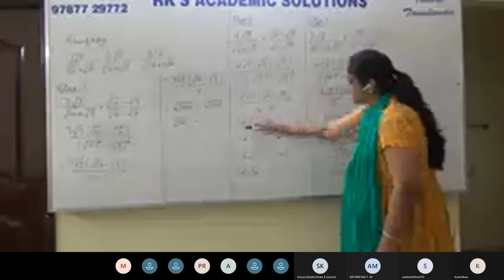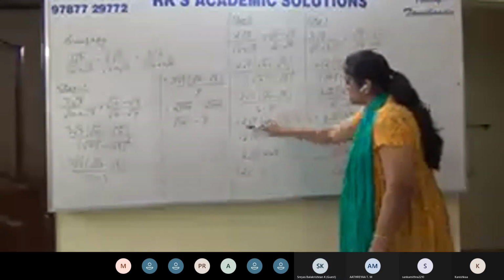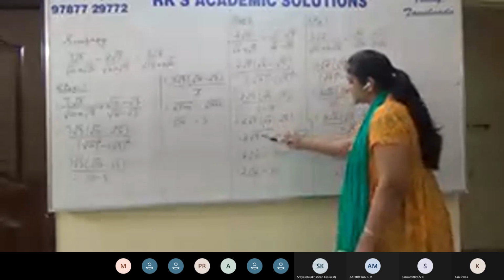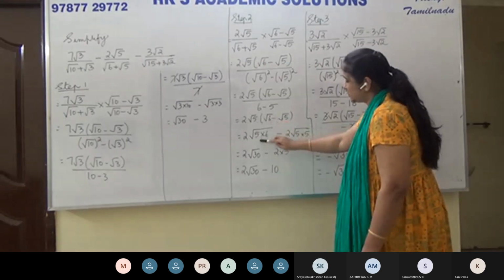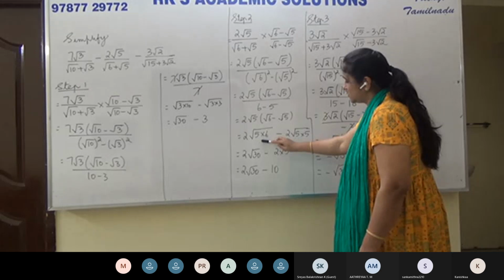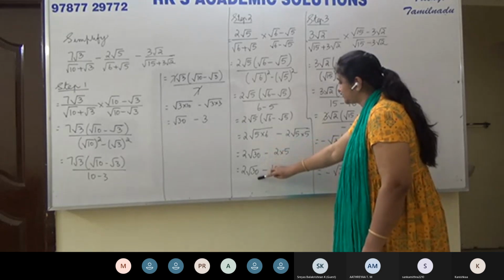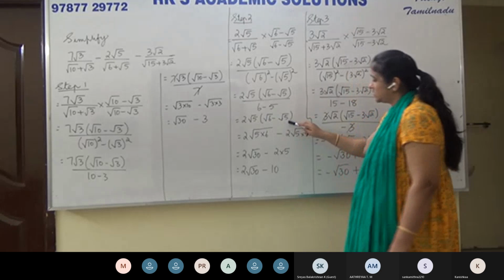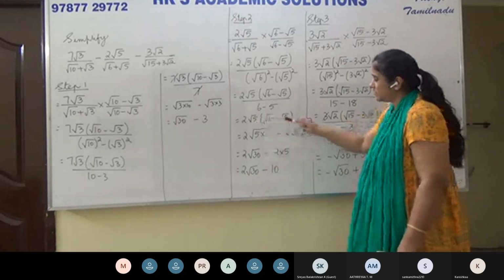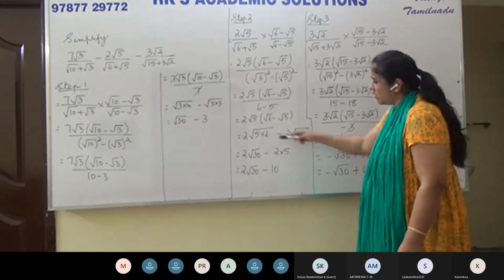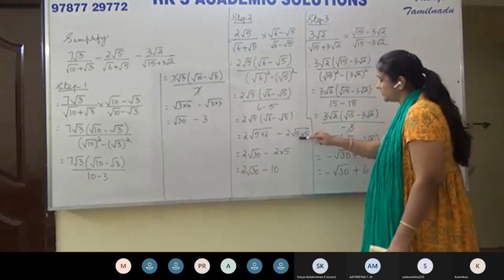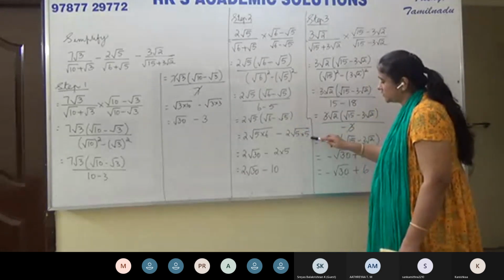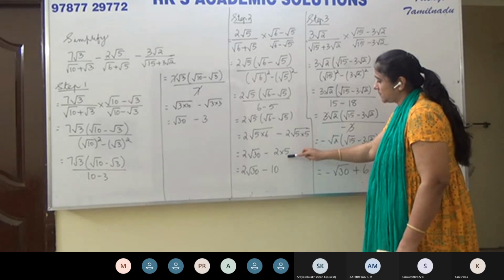So that's what happens here. 2 root 5 into root 6 is 2 into root of 5 into 6, so 2 root 30. And here, 2 root 5 into root 5. So 2 into, you can write root 5 into root 5 as 5 straight away, or root of 5 into 5. And this is nothing but 5.